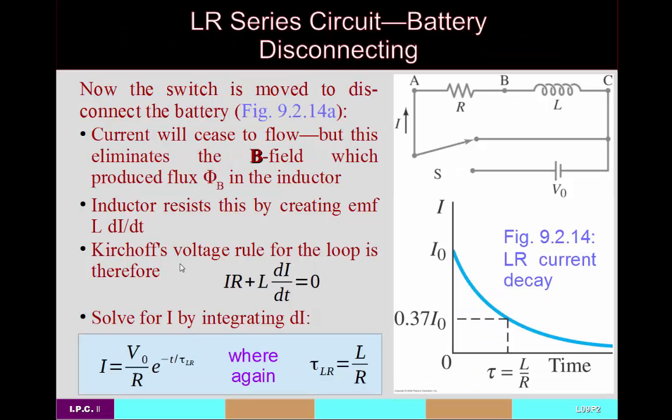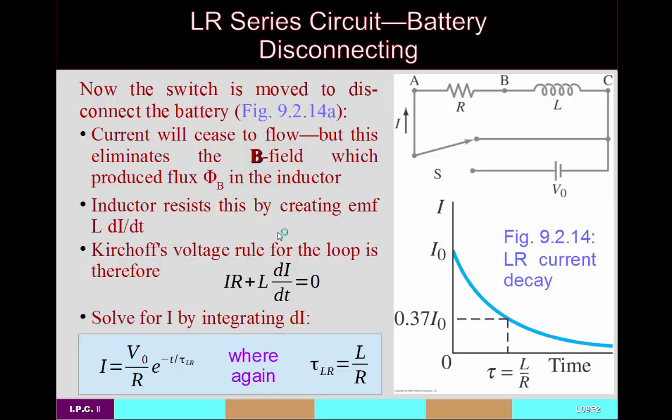You can also disconnect the battery, which means you basically switch from this position to this position. So now your loop just has this and this, and therefore your Kirchhoff's loop rule says that I times R plus L di dt should be 0. And again, because your current is ceasing to flow, you've eliminated your magnetic field, and that means that you went from having a magnetic flux through the inductor to not having one. And so again, you're going to create an EMF. And what that basically does is Kirchhoff's voltage rule is applied.